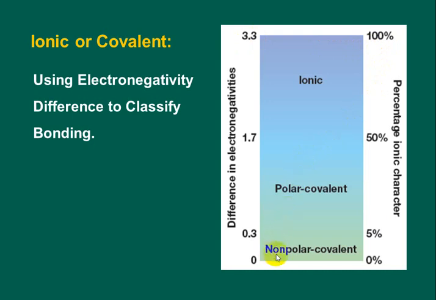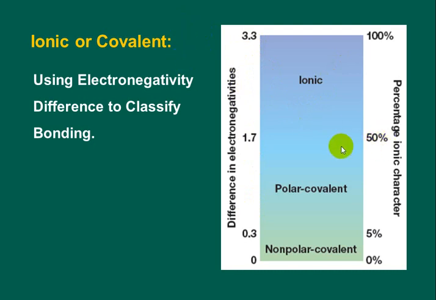If the difference is between 0 and 0.3, it's called nonpolar covalent. If the difference lies between 0.3 and 1.7, it's polar covalent. If the difference is more than 1.7, it is an ionic bond. So the type of bond depends on the difference in electronegativity. Okay, clear?